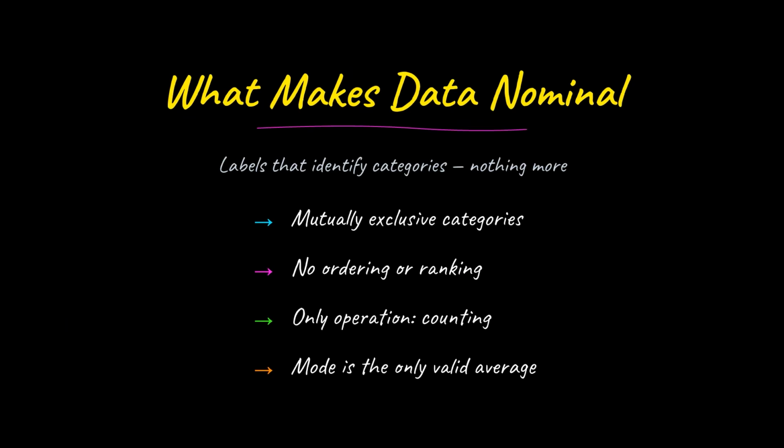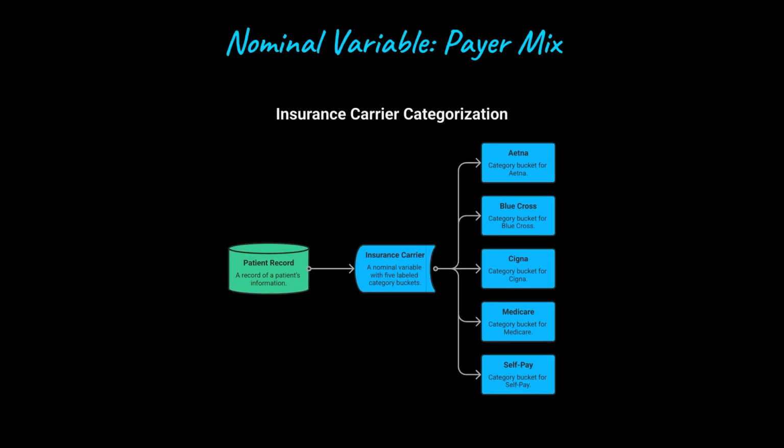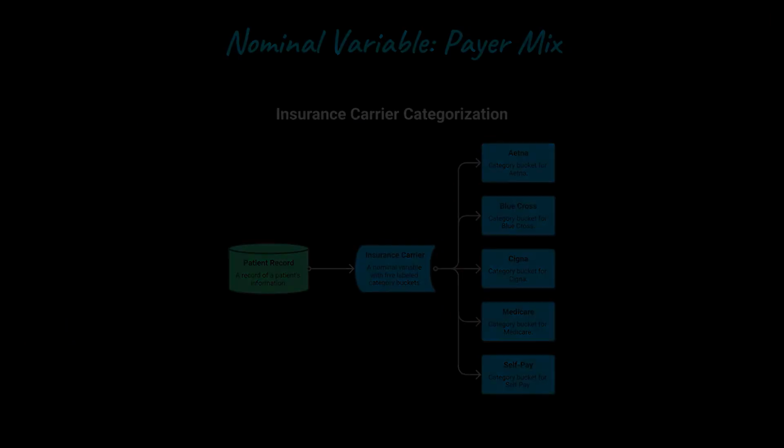central tendency that applies. Picture a hospital billing column listing carrier names. Each patient lands in exactly one bucket: Aetna, Blue Cross, Cigna, Medicare, or self-pay. The team counts occurrences and reports proportions. No one computes a mean carrier because that operation is meaningless.